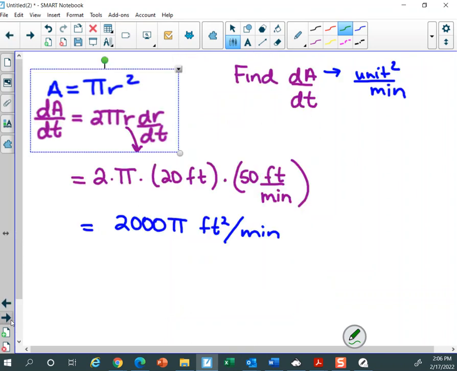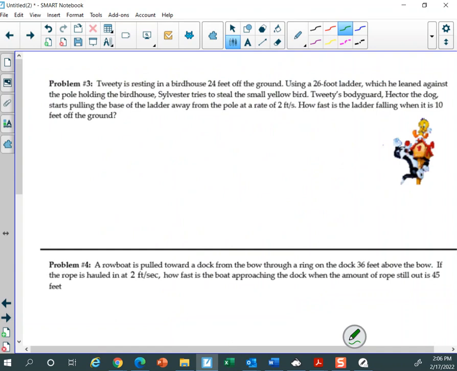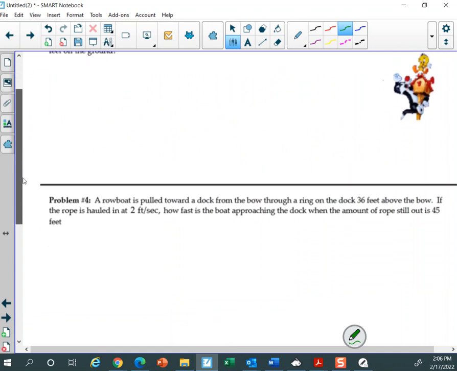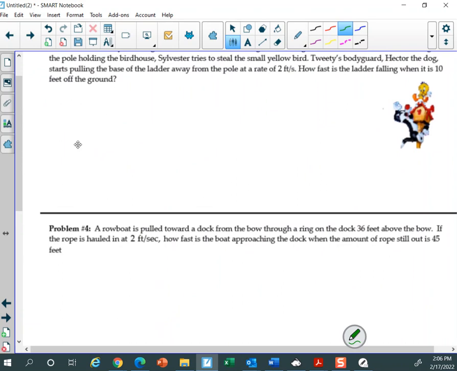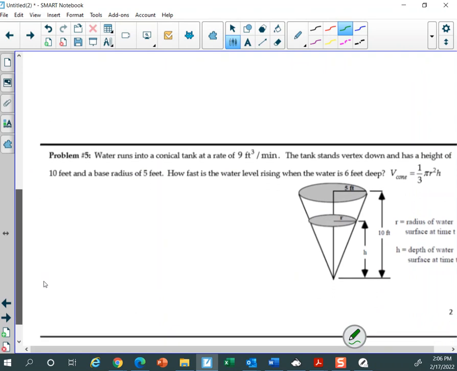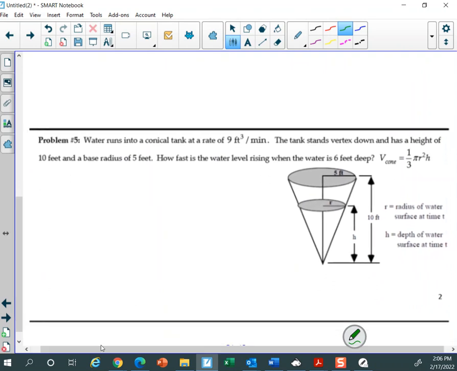I think it would be better served if we skip Tweety and the rowboat. We're going to come back to them, but Tweety and the rowboat are kind of the same problem. They both have the same concept. But since we're doing volume, let's go to another volume and do the cone. Let's do the cone volume. So now it's not a rectangle. Now it's a cone. It's a conical tank. And water is coming into the tank.